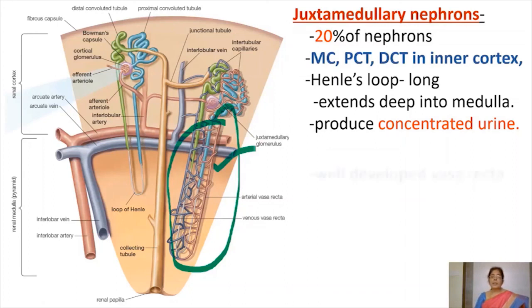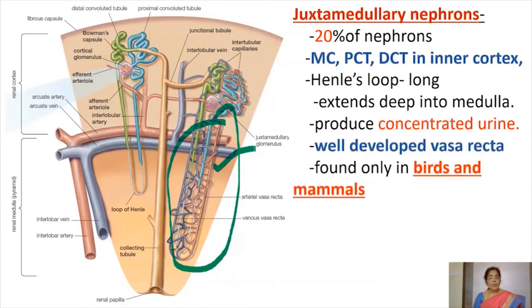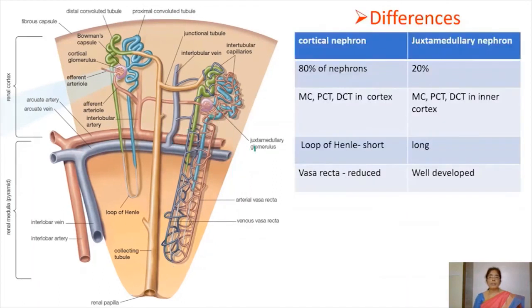These juxtamedullary nephrons are very useful to produce concentrated urine, and these are found only in birds and mammals. In other animals, juxtamedullary nephrons are not present; only cortical nephrons are present. So juxtamedullary nephrons we find only in birds and mammals.